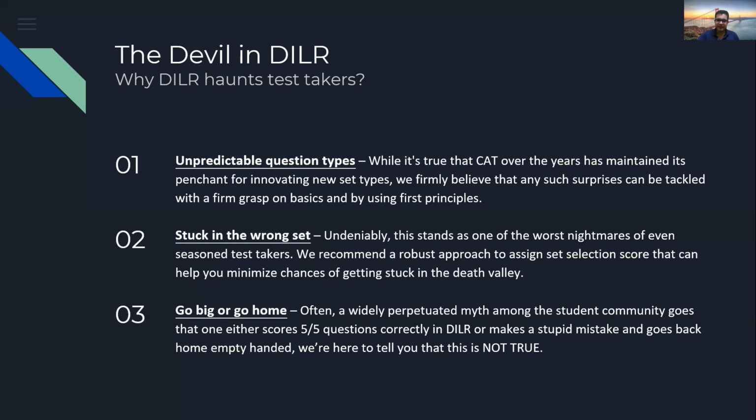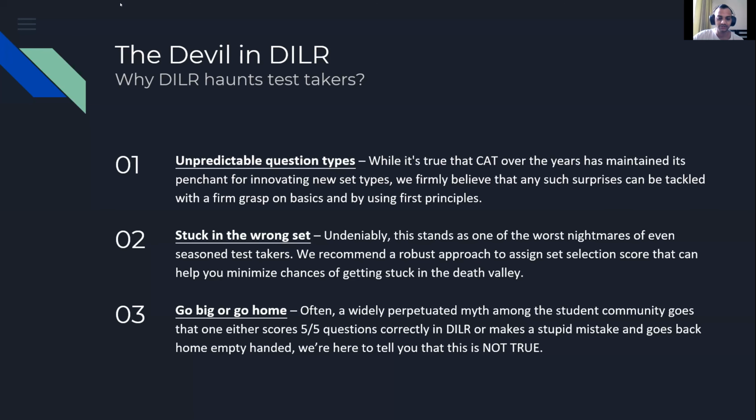There can always be exceptions, like Bhaskar mentioned, right? All of us who attempted that slot got stuck in the javelin set because we were all very familiar with the games and tournaments type, but then the complexity of that set was through the roof. So all of us got stuck in that. So it's okay. Even seasoned test takers get stuck in the wrong set sometimes, but the more you practice, the better you'll be able to assign the familiarity and complexity score. Those are the two things that you have to practice and you will get better at. How to assign those scores?